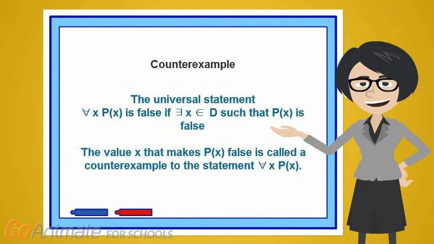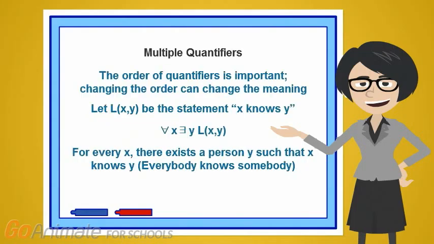We know that for every x, P(x) is false if there exists an x in D such that P(x) is false, and the value x that makes P(x) false is called a counterexample to the statement ∀x P(x). The order of quantifiers is important. Changing the order can change the meaning.